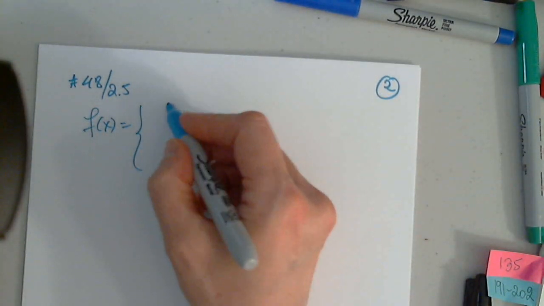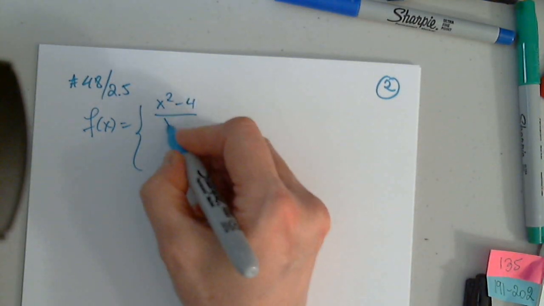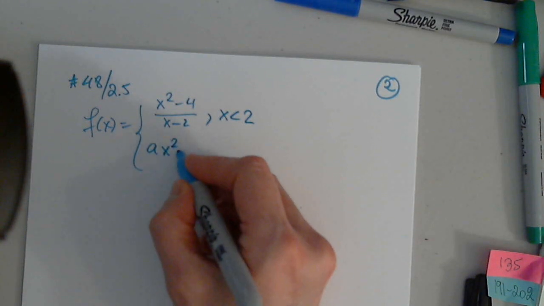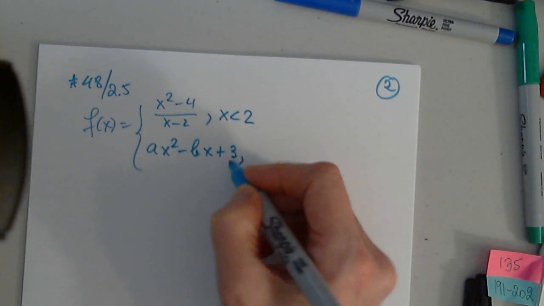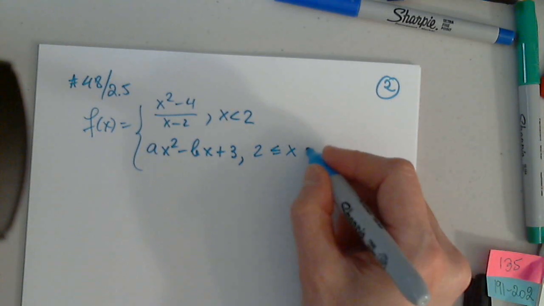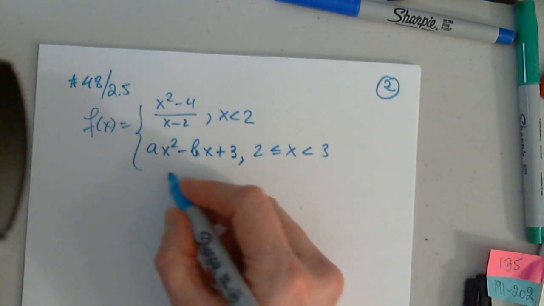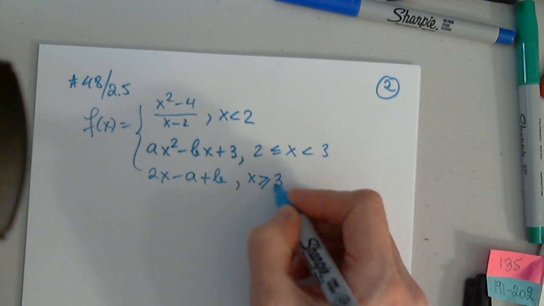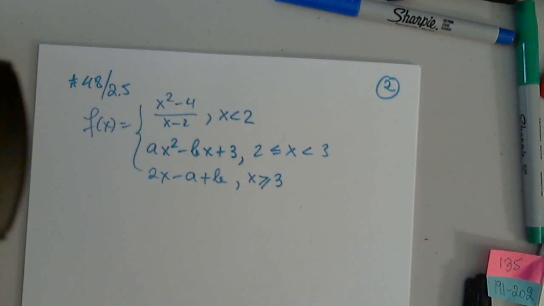So it's x squared minus 4 over x minus 2 for x less than 2. ax squared minus bx plus 3 for x between 2 and 3, and then 2x minus a plus b for x greater than or equal to 3. Okay. Some time ago I found an error here somewhere, but I don't remember now what it was, so that's okay. Okay, ready?